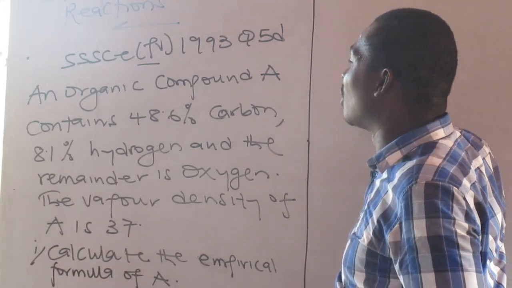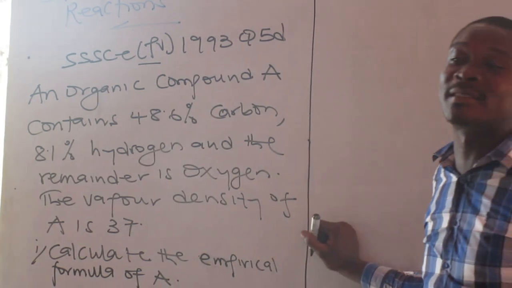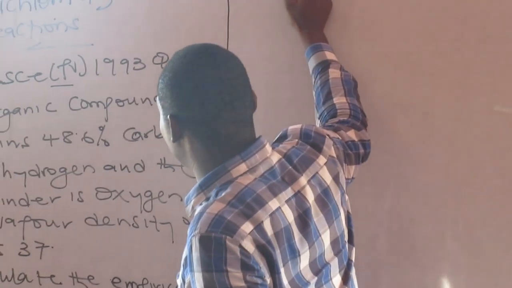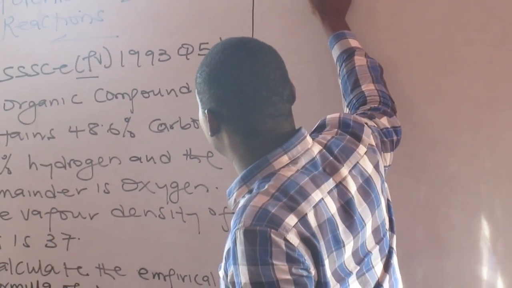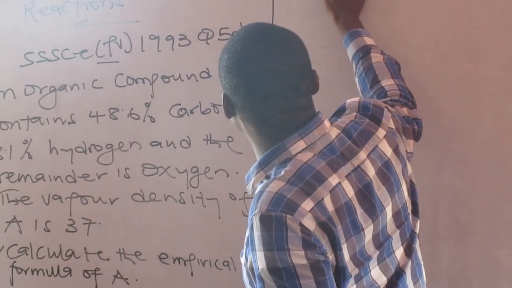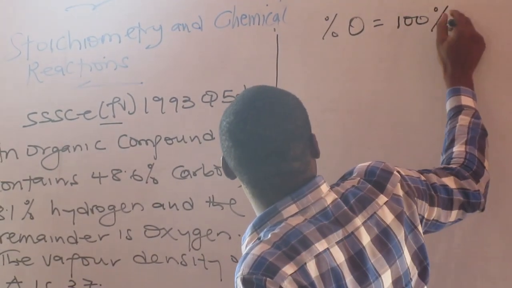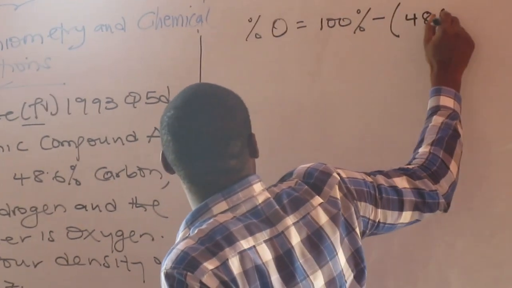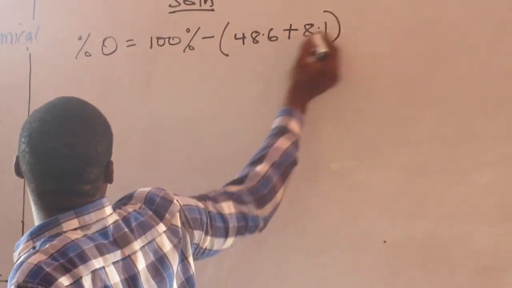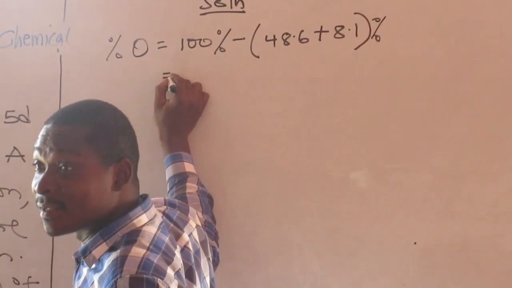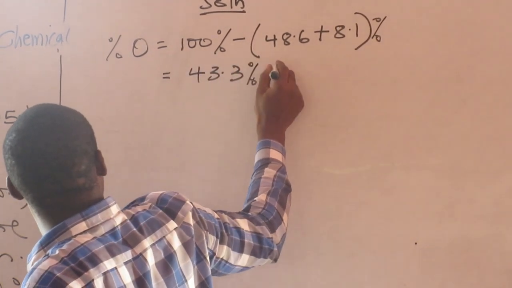An organic compound A contains 48.6% carbon, 8.1% hydrogen, and the remainder is oxygen. So remember, it's oxygen. How do we put it? Percentage oxygen equals 100 minus the others. I have to subtract from 100 to get oxygen, because the total percentage is 100. You see that? So this is oxygen.